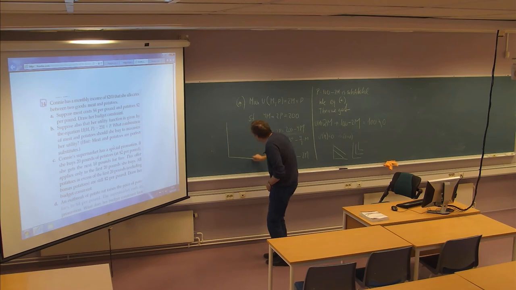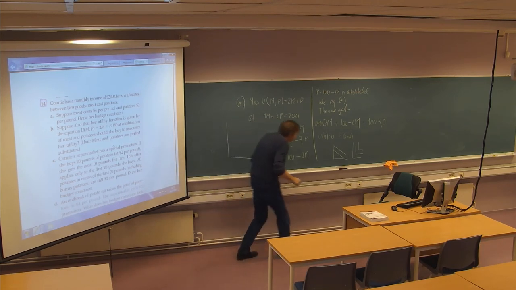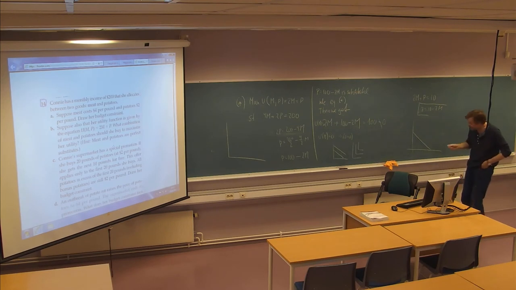Now, these kind of utility functions, if we draw indifference curves, they will be straight lines. You can see that, can't you? Now, if we take 2m plus p equal to some number, we should set the utility function equal to a number to find the indifference curve, let's say 10, then we can solve for p. P is 10 minus 2m, isn't it? This is a straight line in the plane. That means, if you look graphically at it, that we have our budget constraint, but we also know that the indifference curves either will look something like this, or something like this, or any kind of straight line here.